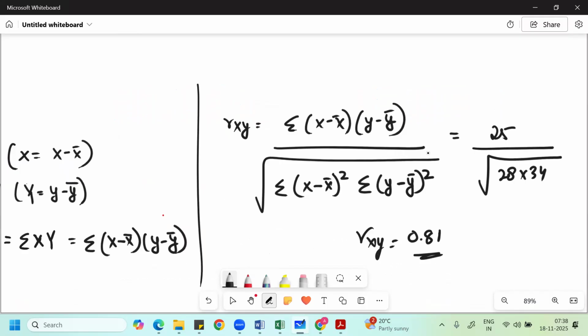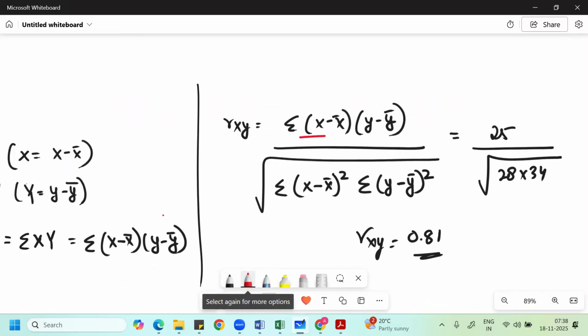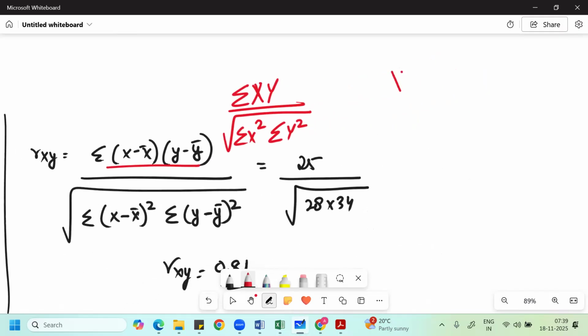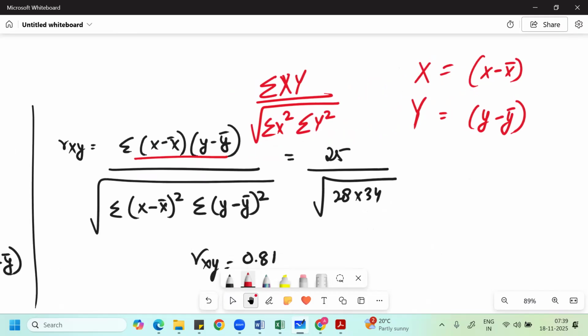Clear, everyone? So the same thing they've written in the textbook as sum of xy divided by the square root of sum of x square, sum of y square, where they're calling this capital X and capital Y, where capital X is nothing but small x minus x bar, and capital Y is nothing but small y minus y bar. Clear everyone?